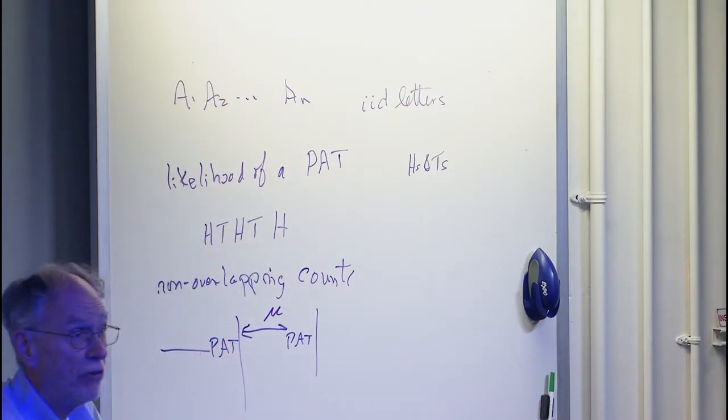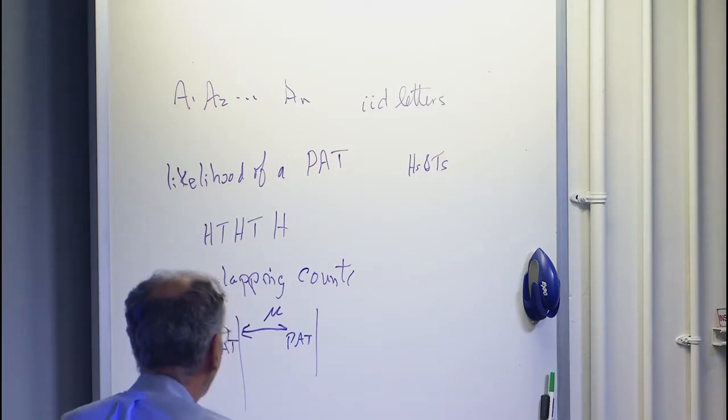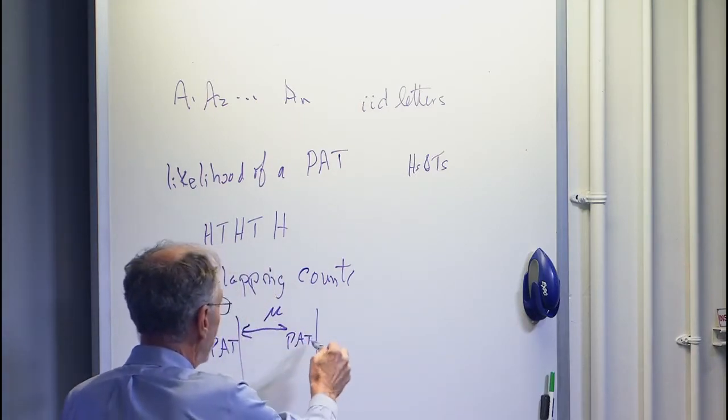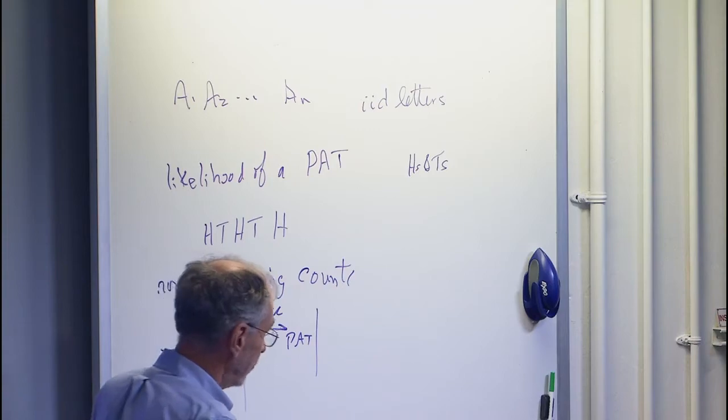And one of the objects of interest is what's the average amount of time between these non-overlapping occurrences.